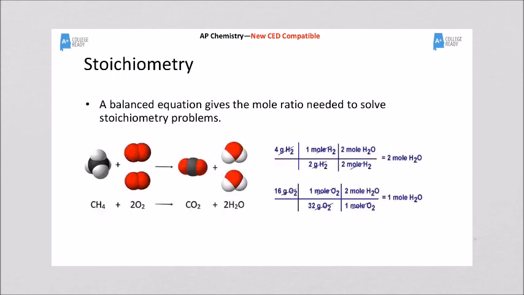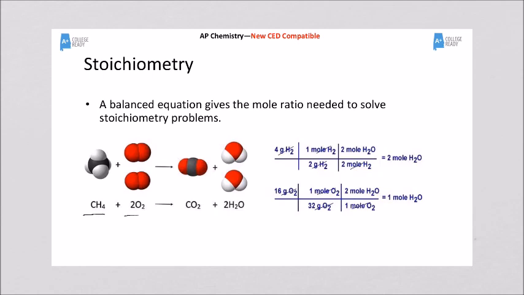So let's talk about stoichiometry. The basis for stoichiometry, and the reason these math relationships work, is because we can have a balanced equation and we can get mole ratios, so that we're able to start with one piece of information about one substance in a reaction and convert to something completely different based on this ratio.